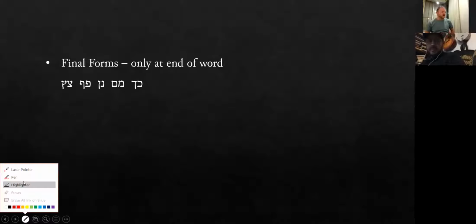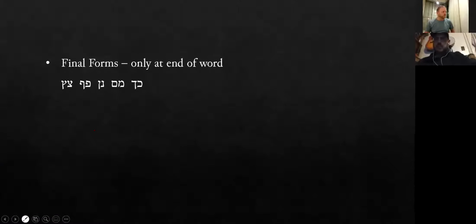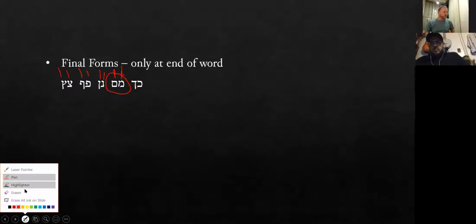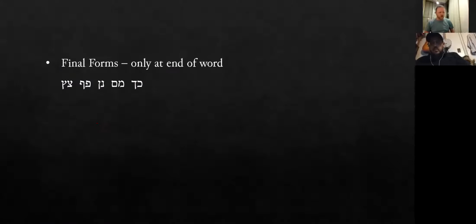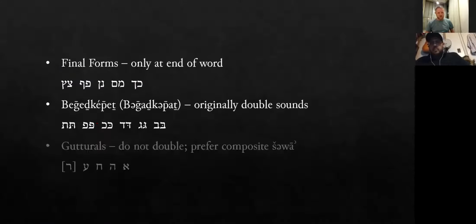Second pair we have here is mem. Okay, that's weird. So mem as a pair: the first one is the medial form, the second one is the final form. Same thing with nun, final form, pei, final form, tzadi, final form, no big deal. You're aware of Hebrew well enough. That's no problem.